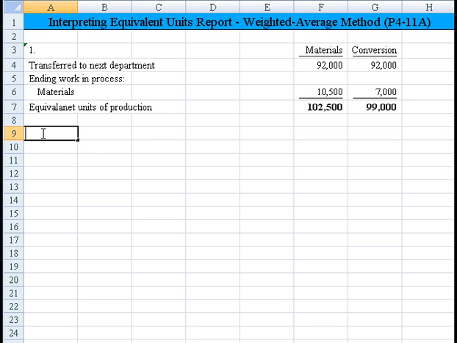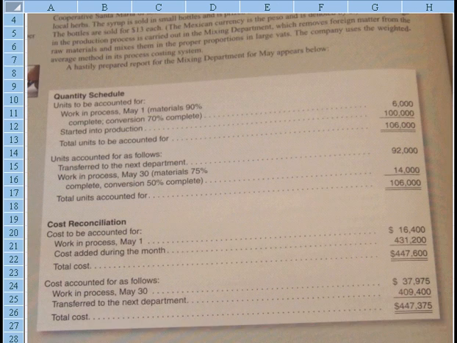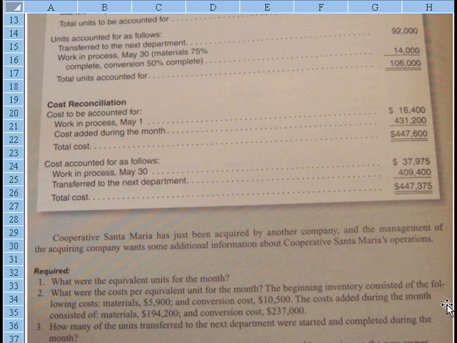Okay, part 2 asks, let's take a look and see what part 2 of the requirement says. To the left of my mouse it says, what were the cost per equivalent unit for the month? The beginning inventory consisted of the following costs. Materials were 5,900, conversion costs were 10,500. The cost added during the month consisted of materials of 194,200 and conversion cost of 237,000.